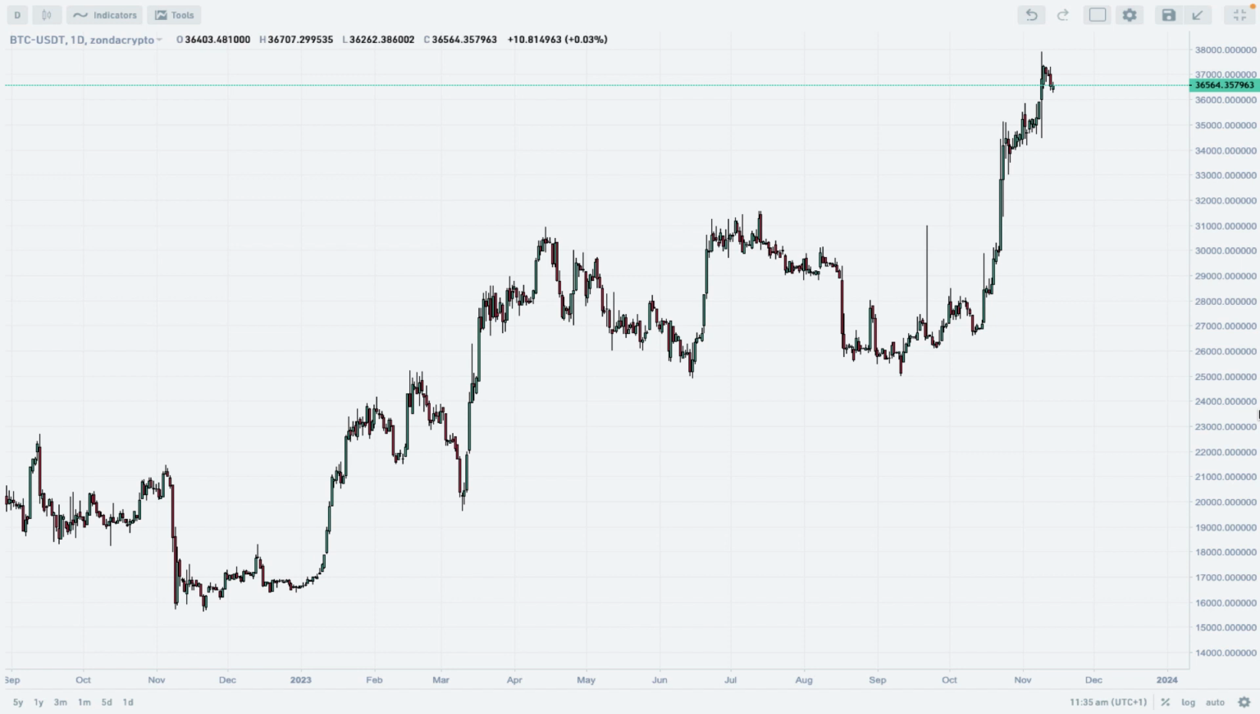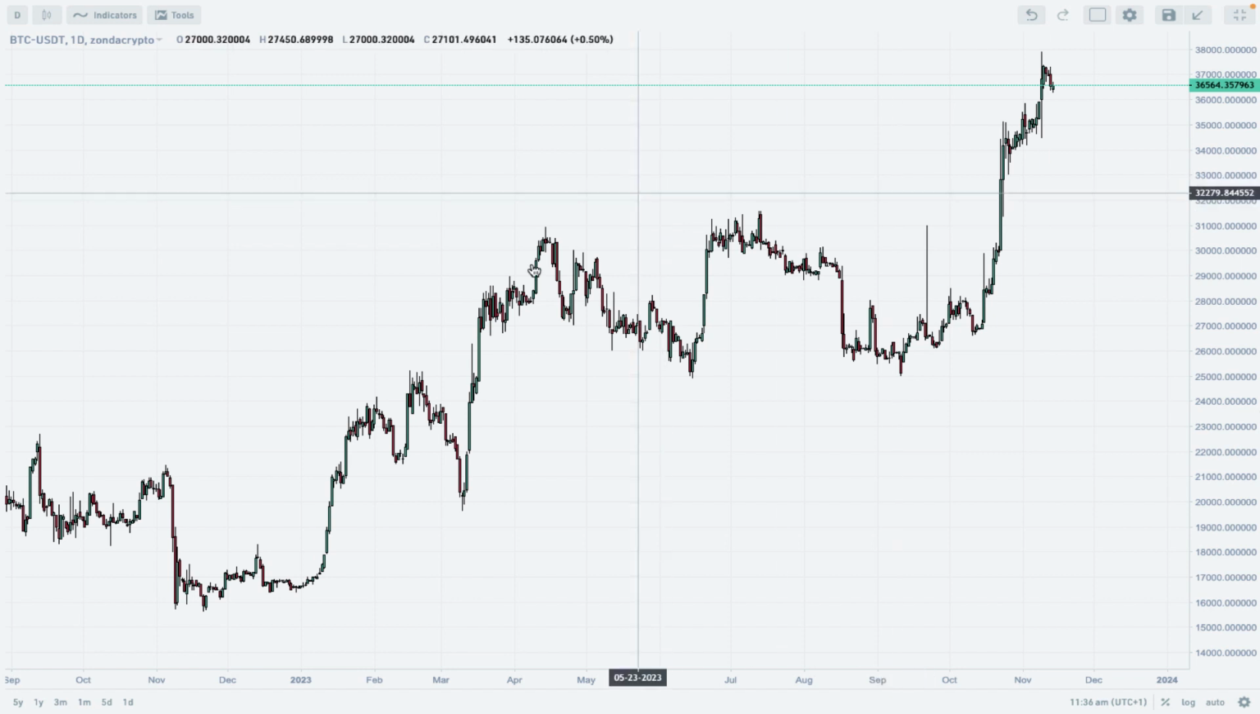Today is Tuesday, November 14th, 2023. Let's take a look at the daily time frame chart of Bitcoin to Tether at Zondacrypto. As you can see, I'm using the Japanese candlesticks and we are going to add a couple of things here from the toolbox of technical analysis.